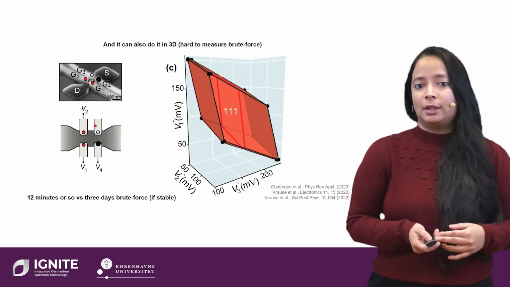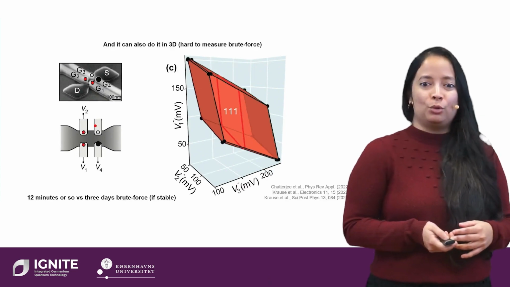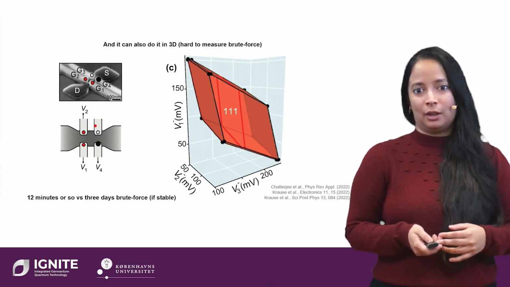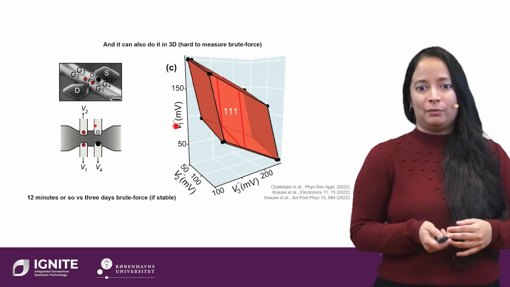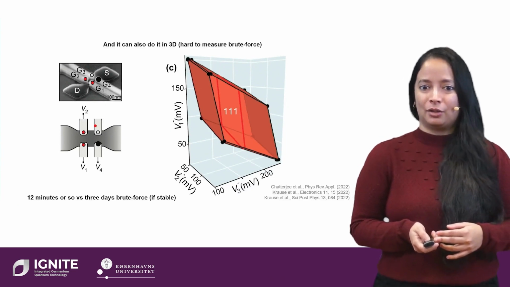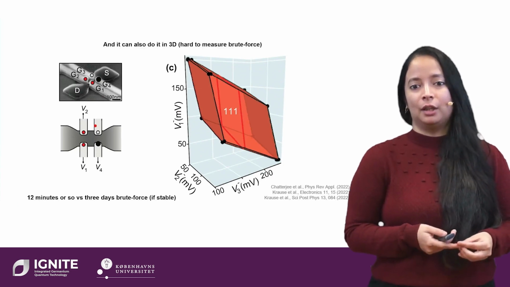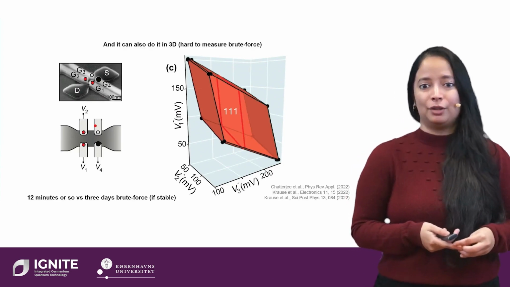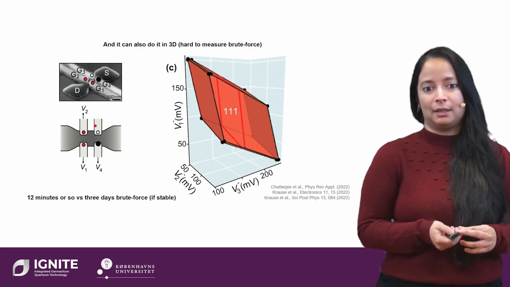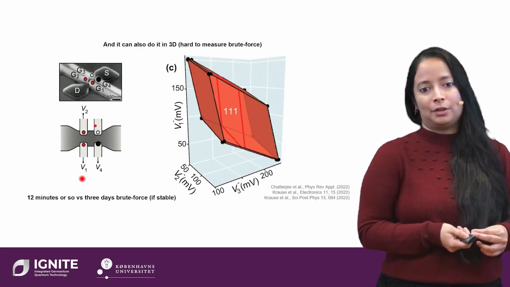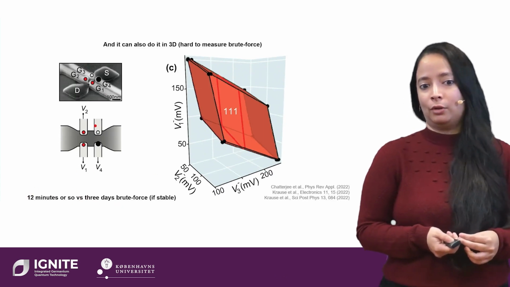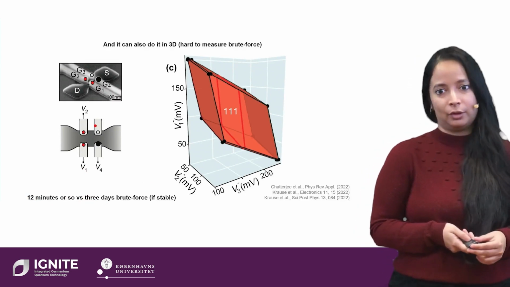And it can also do it in 3D. In 3D, it was too hard to measure the ground truth by brute force. So we will just show you the picture of the boundary that the AI found, and we are reasonably sure that this is now correct. And it takes 12 minutes or so versus 2 to 3 days by brute force, if at all your device is stable.